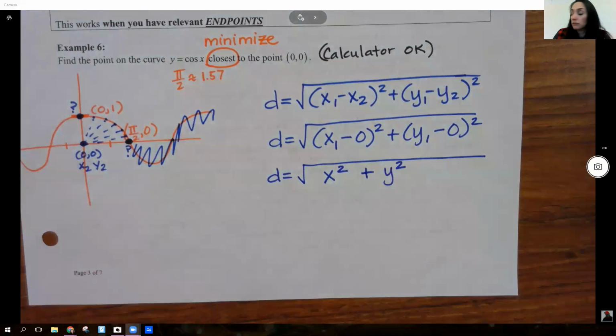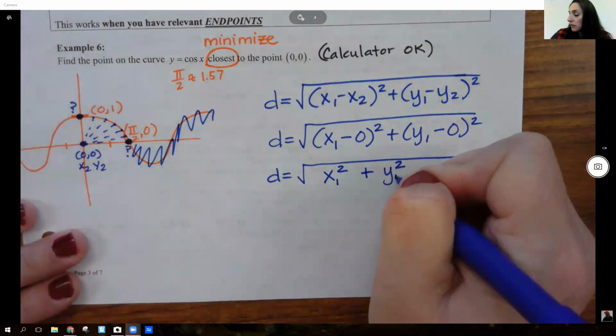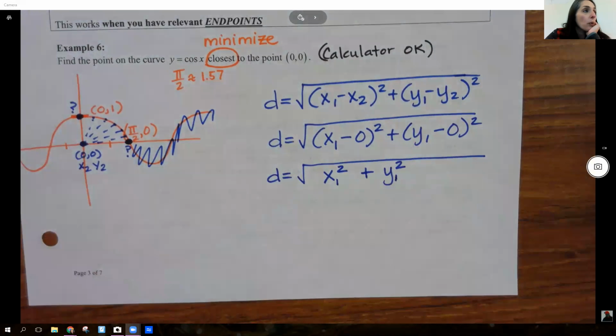Okay. And you can put the little sub 1 there if you want to, not too big of a deal. And so we're in that situation where we have two unknowns. You have two different variables. We want to get it down to one variable so that we can take the derivative without having to do it implicitly.